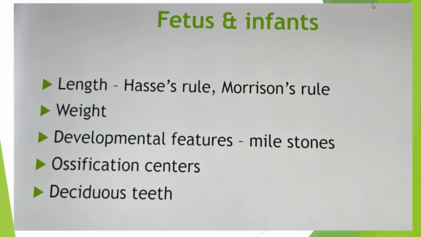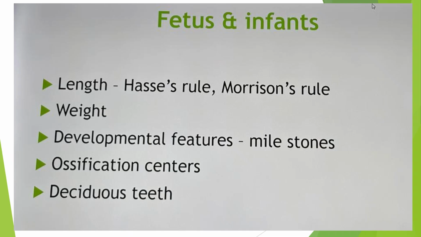Now, next we have Morrison's rule. What is Morrison's rule? During the last 5 months, the length in centimeters is divided by 5, and that gives the age of the fetus in months. Okay, so a fetus of 35 centimeters length is 7 months of age, because here 35 is divided by 5, and that gives 7.